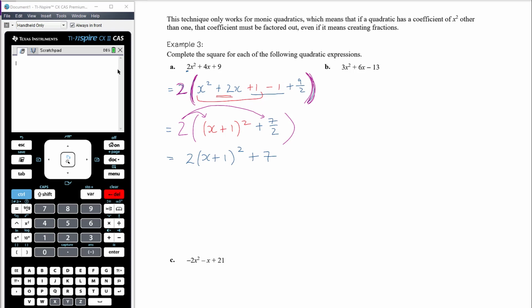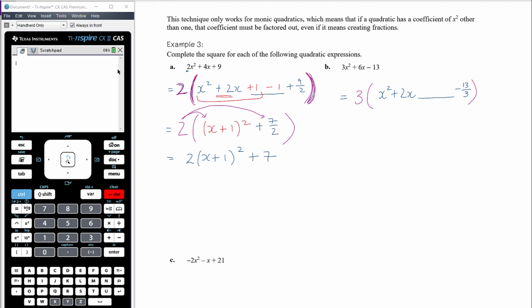Okay, part B. Again, non-monic. So the first thing we must do is factor out the 3. So again, let's be clear about it: take it out. Everything in there is going to be multiplied by 3. We focus on completing the square in here, and then at the end, we multiply everything by 3 again. So this is now going to become x squared plus 2x. We have to work out our perfect square, and then we've got minus 13 on 3 at the end here. And again, we'll worry about that later.